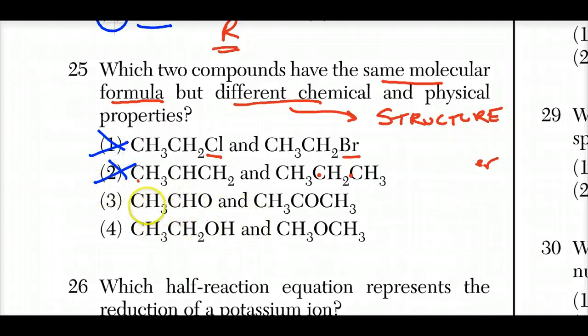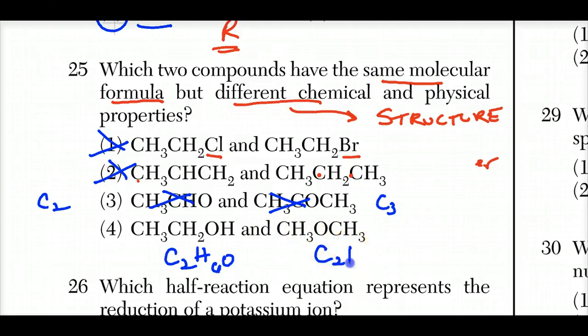All right, choice 3, I have 1, 2 carbons, so C2 for this one. This one is C3. I don't have to finish the problem out. These have different numbers of carbons. So by process of elimination, choice 4 must be the answer. Let's just check. This is C2, and this is 3 plus 2 is 5 plus 1 is H6O. And this is C2H6O. These both have the same molecular formula, but different structure. This is an ether, and this is an alcohol. They will have different properties, even though they have the same number of carbons, hydrogens, and oxygens. Okay, 25 is 4.